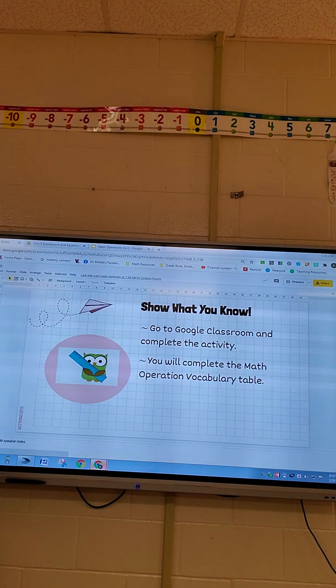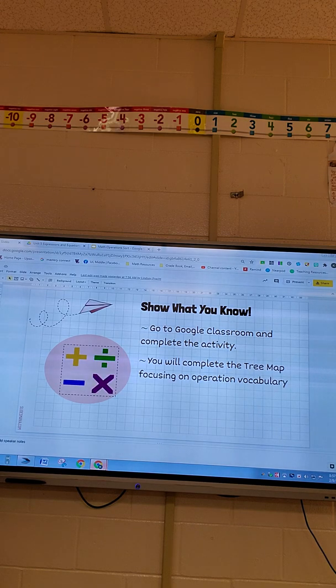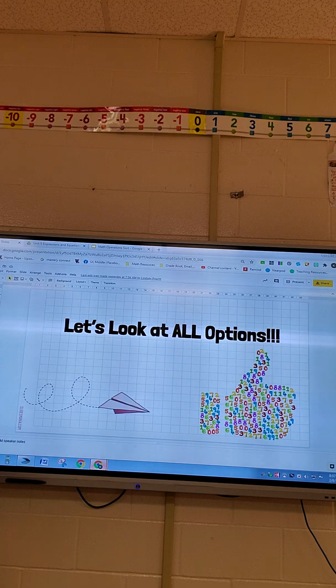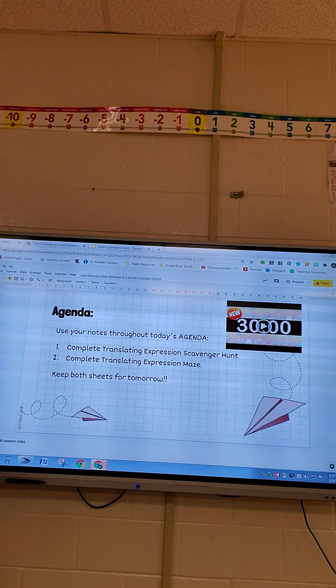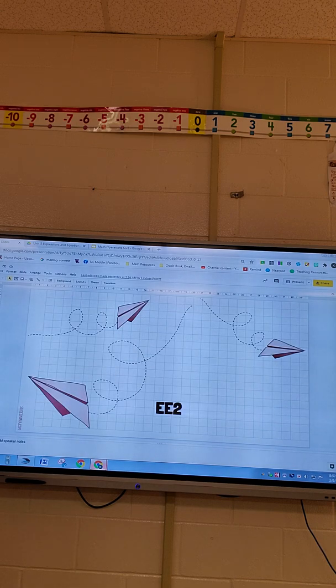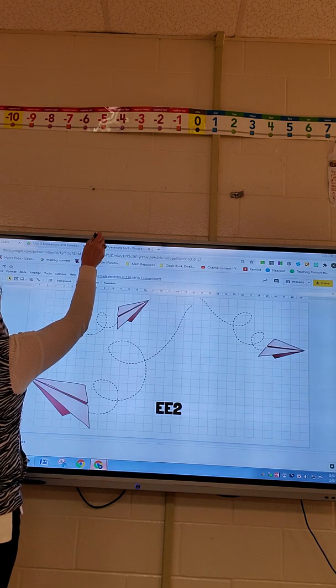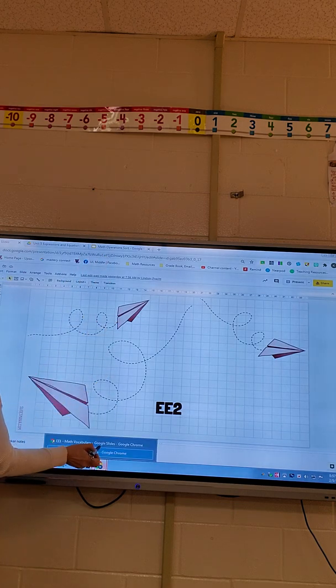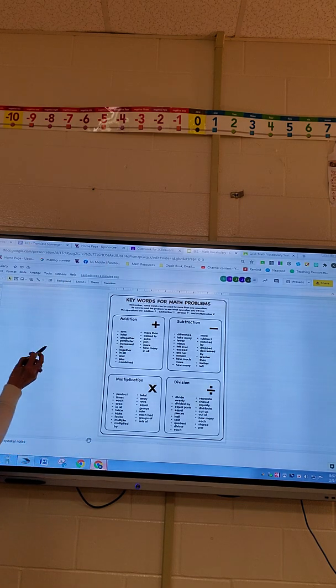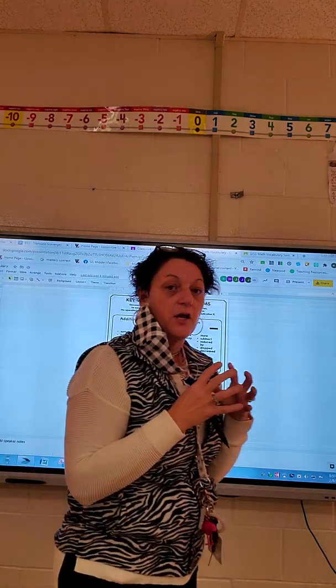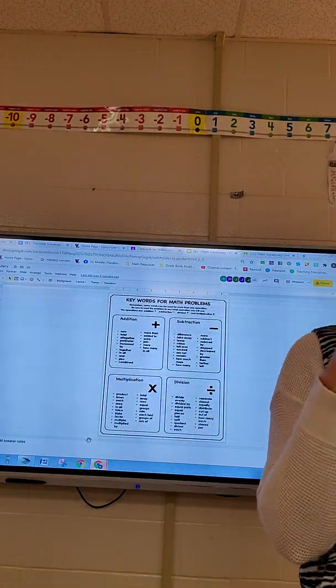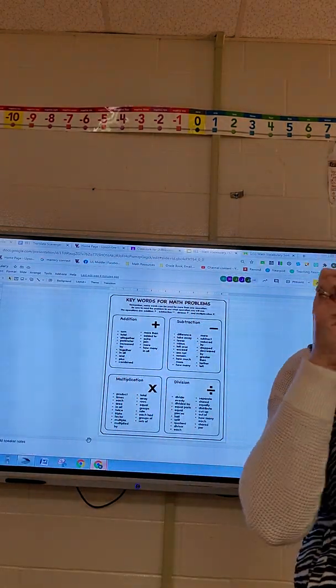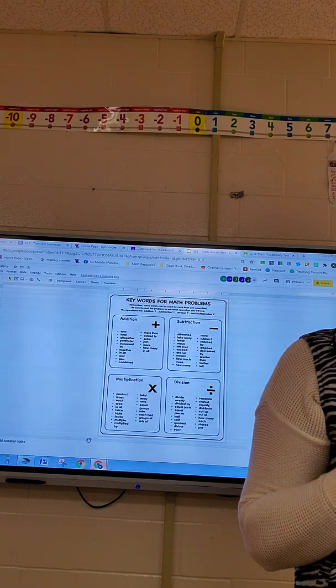Now, today we're going to be looking at translating expressions, okay? Today we're going to be looking at translating expressions. In other words, we're going to be taking expressions that are using these vocabulary words, and we're going to take the sentence and we're going to make it into an algebraic expression, all right?